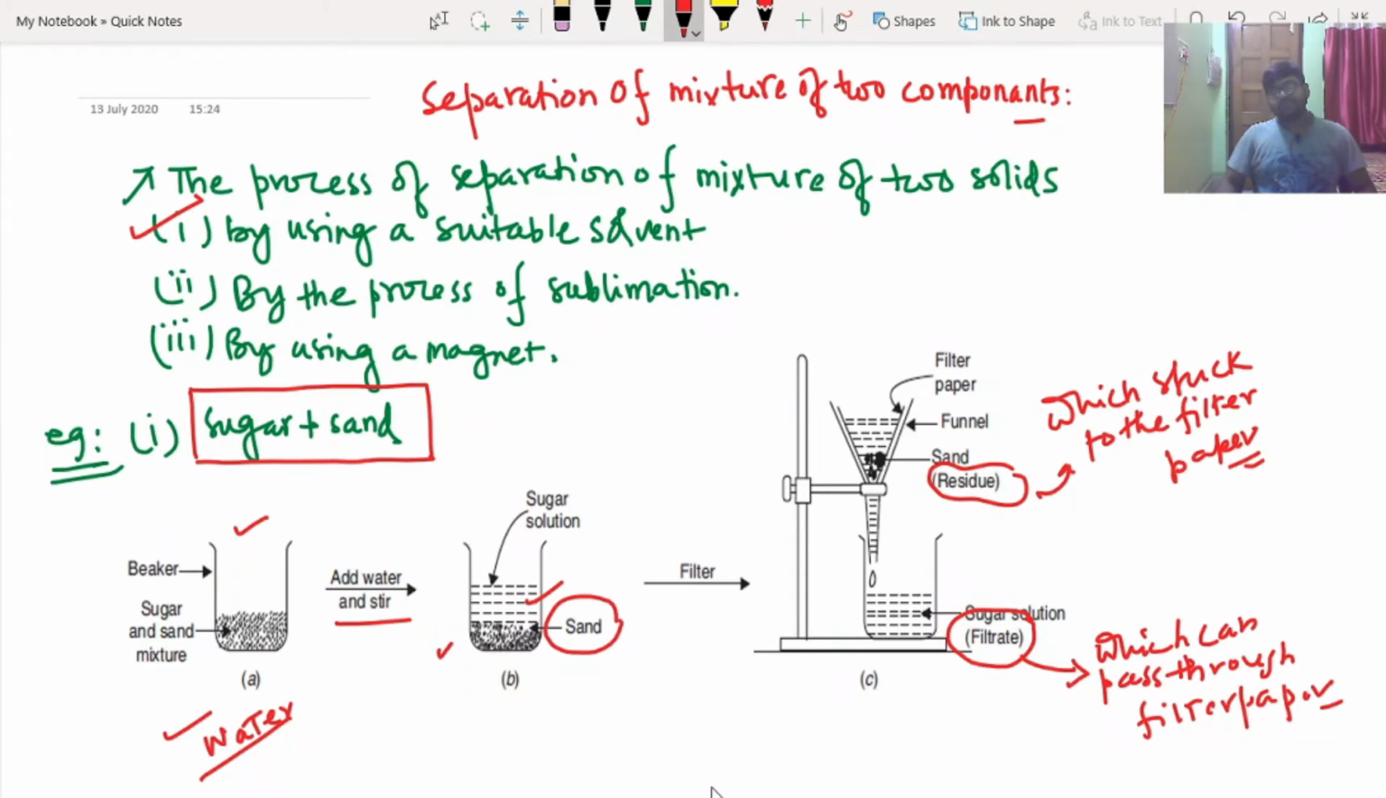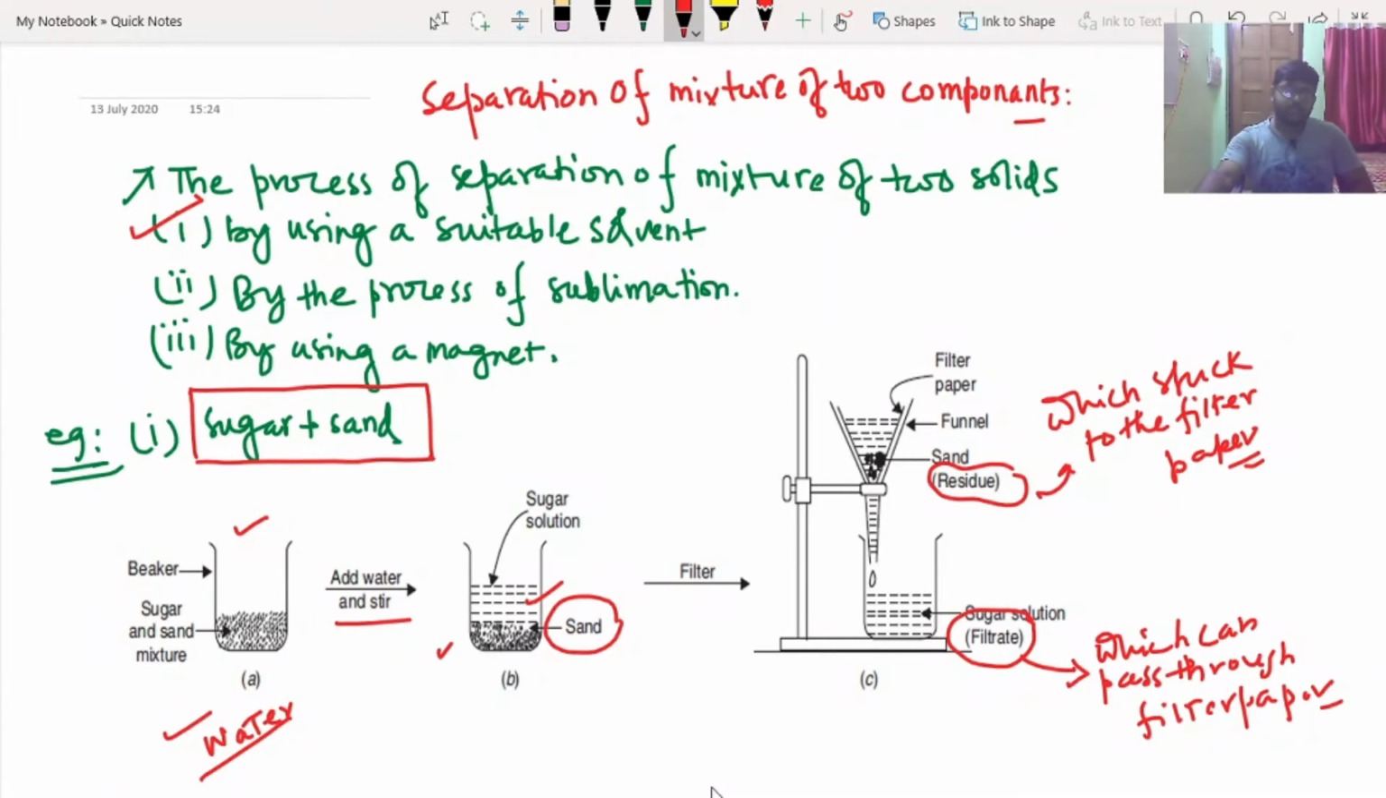Now a question might arise: the sugar is now in the water, which means the sugar is not separated. It is there, but it is mixed with the water. So what should we do to separate the sugar from the water? Obviously we will see that in the next segment, which covers separation of two components where one is a solid and one is a liquid. Here both the components are solid. In this way we can separate both the components from their mixture.